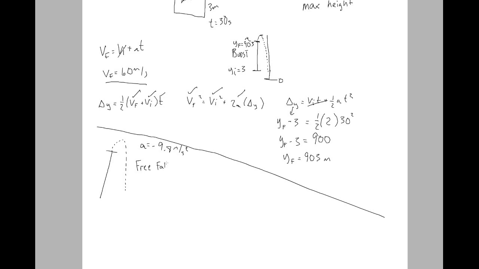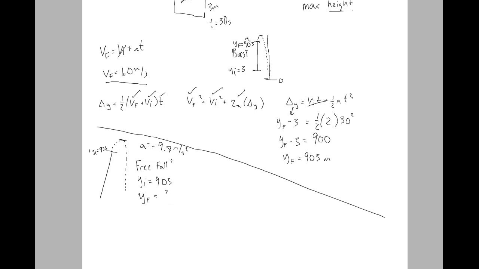Because I'm in free fall. So I know my y initial for my free fall phase, because my y final for my boost phase was 903. So my y initial is now 903. My y final is what I'm looking for, because I'm looking for the max height. So y initial is 903. Y final, well, I don't know. That's what I'm looking for.